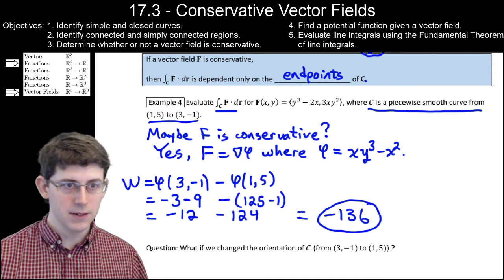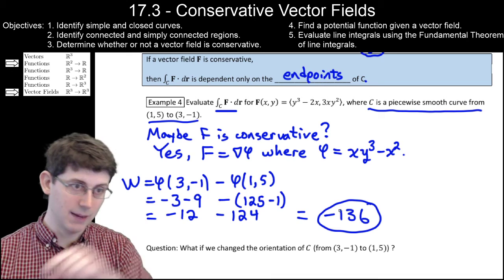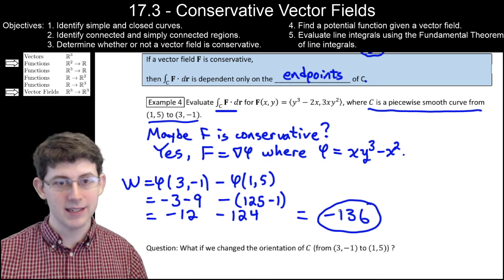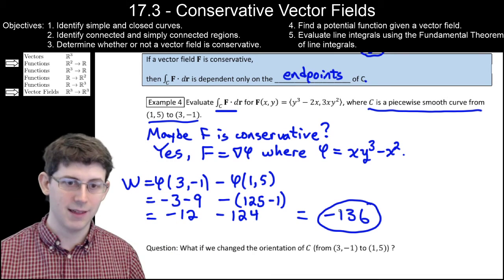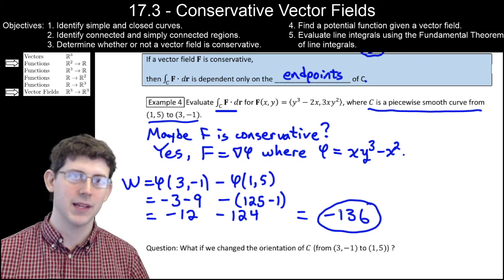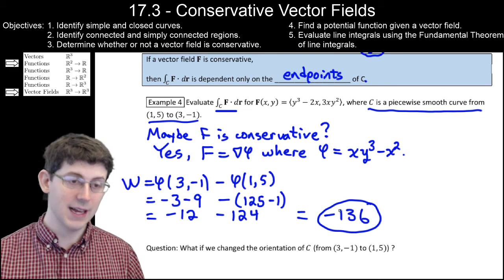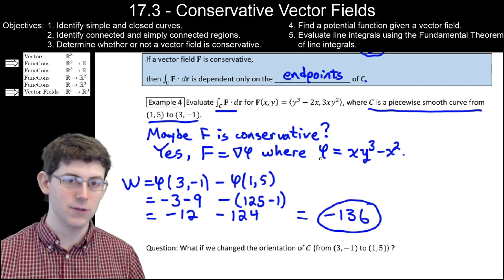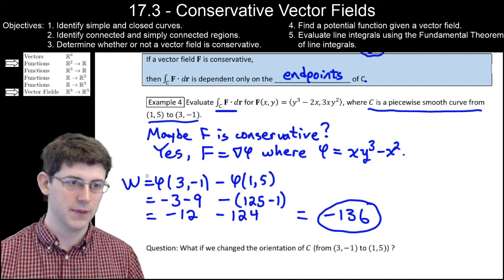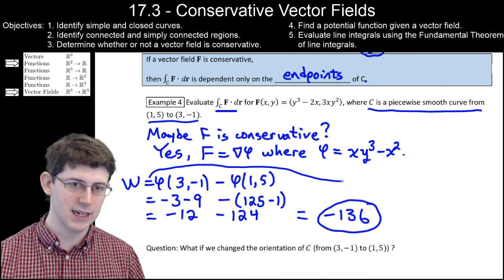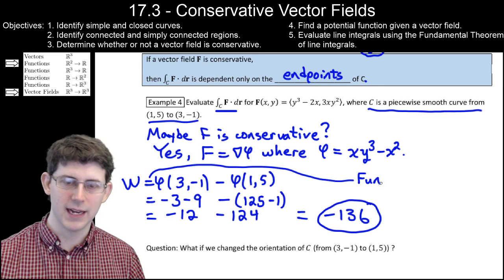If you wanted to, you could draw a line segment between those 2 points, parameterize the line segment, do the whole dot product thing and you'd get the same answer. But the point of the fundamental theorem of line integrals is that you can just do the integral using the potential function. So this equal sign here is the fundamental theorem of line integrals.